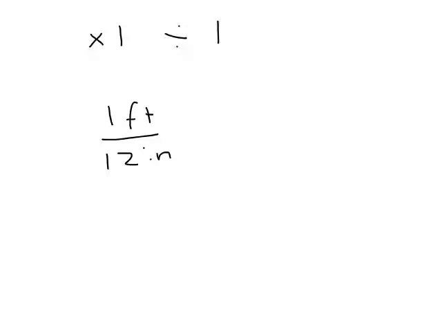This ratio, 1 foot divided by 12 inches, equals 1. Now, at first glance, you might say, wait a second, no way does 1 divided by 12 equal 1. But we're going to consider the units on that too. And when we think about the units, this is 1 because I'm sure you understand that 1 foot equals 12 inches. Those two are the same. And anything divided by itself equals 1. So these are the same. Same thing divided by the same thing equals 1.